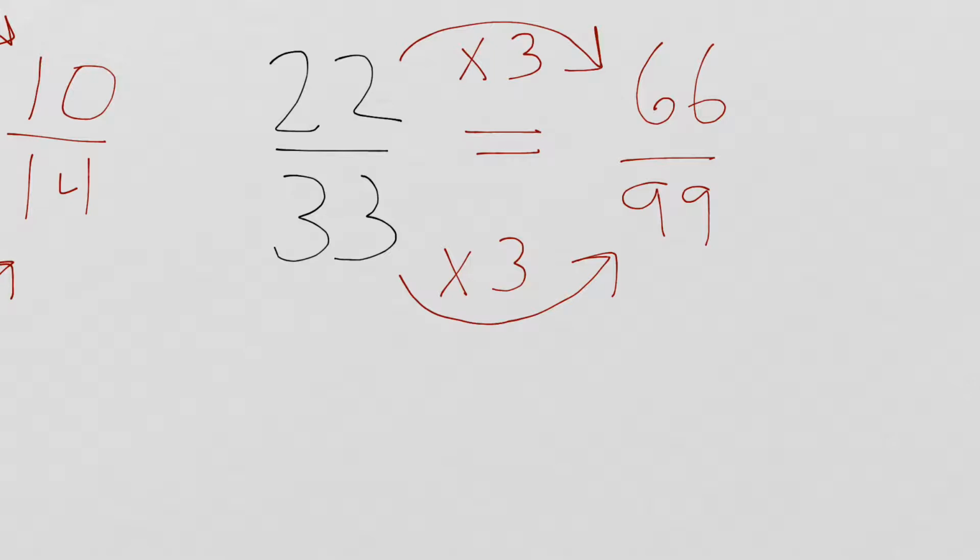If we multiply by a different number on the top than we do on the bottom, our fractions are no longer going to be equal. And what's great is we can use this to solve problems. So let's say we're given this fraction.